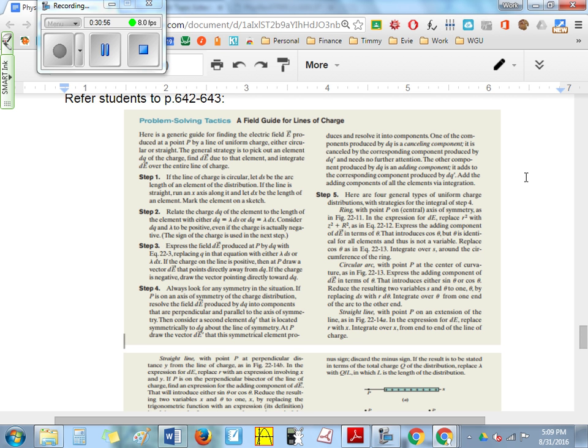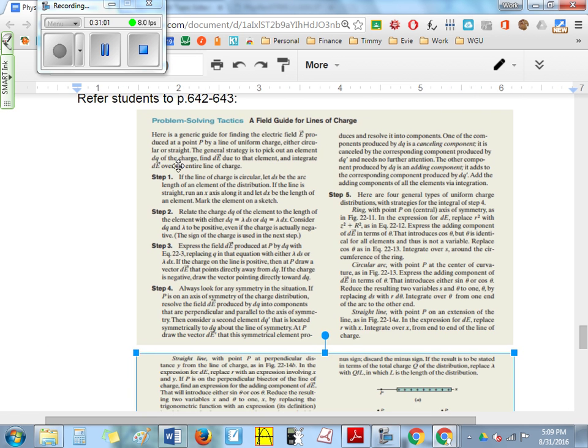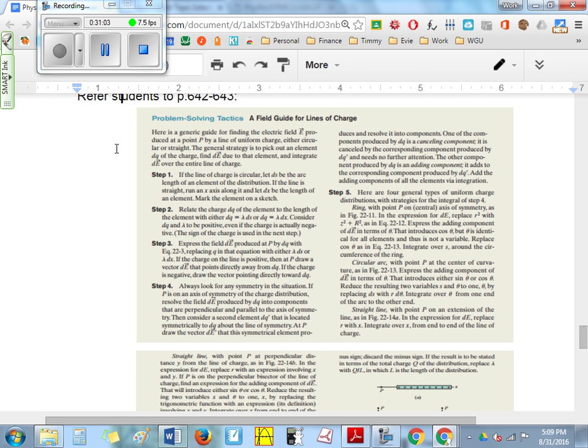I'm just going to read it to you. I think having this little tiny bit of the book on YouTube is not really a violation of copyright law. I give, of course, full credit to the authors, Halliday, Resnick, and Walker. This is the 10th edition of the Halliday, Resnick, and Walker textbook titled Fundamentals of Physics. And it's published by Wiley.